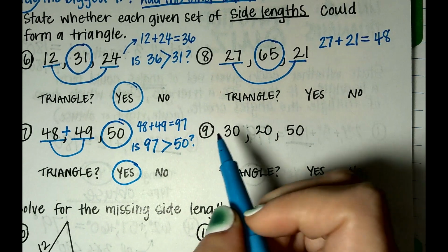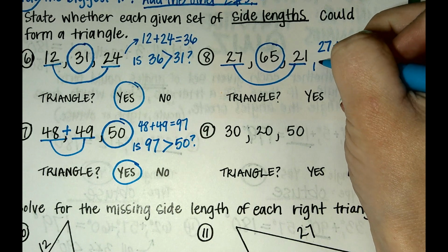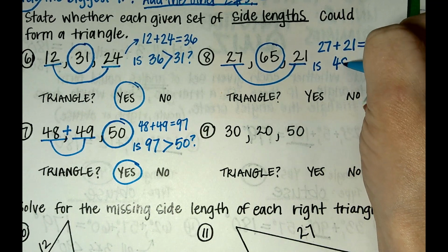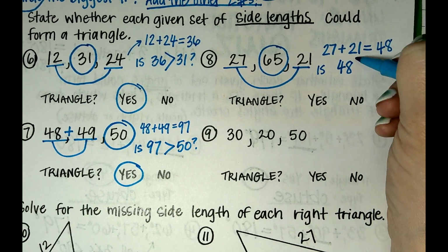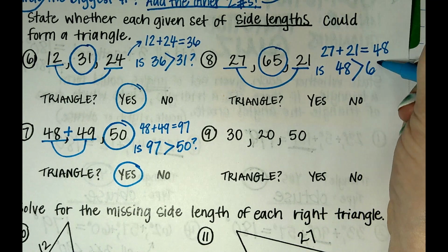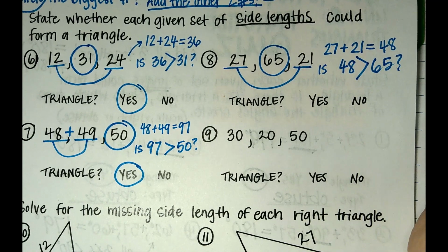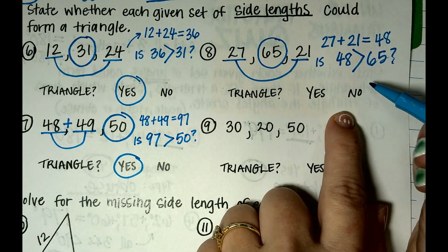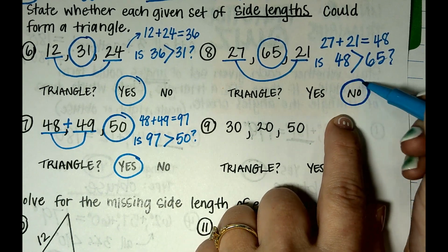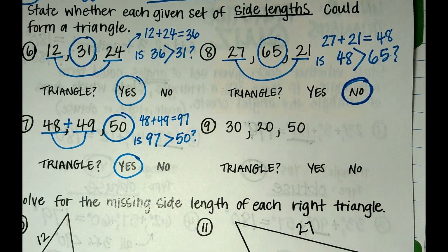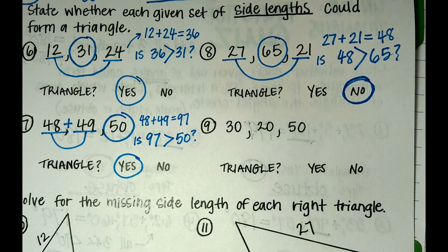Okay, so now we go to that next step. Is 48 greater than 65? No, it is smaller. So this is our first no. This is not a triangle. 48 is less than 65.